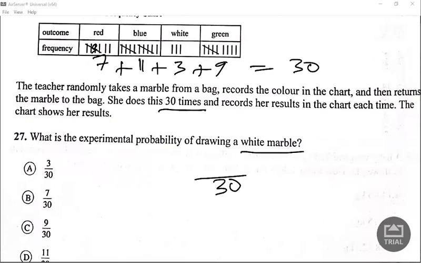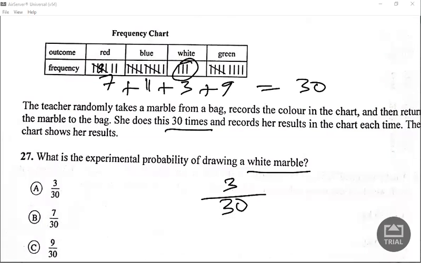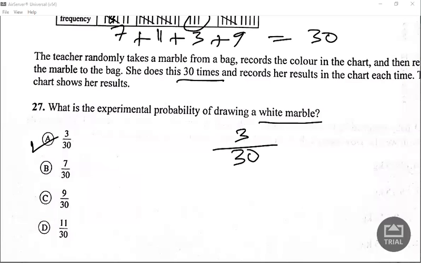Now we need white marble, so we go to the white and you take the total white, which is 3. So that's 3 out of 30. They didn't bother to break it down. Or we can say 3 into 3, 1, 3 into 30, 10 rather. So it could be 1 over 10, just in case they might get smart on the exam.